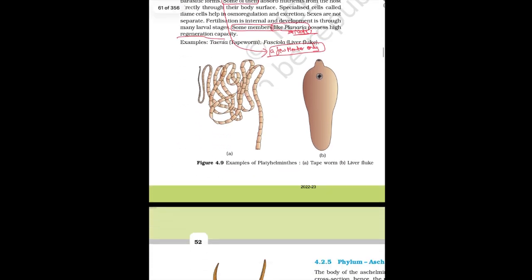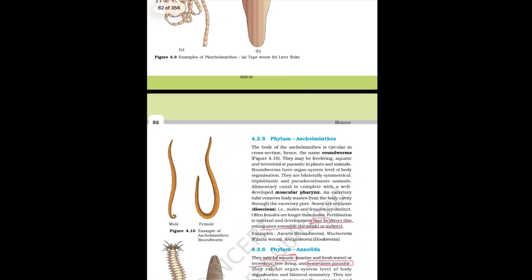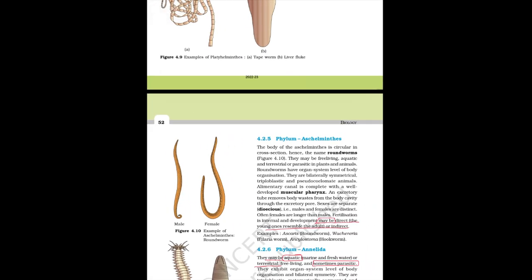Now some more points. Now maybe: maybe direct, or indirect. Maybe means possible. It can be direct or it can be indirect. So 50-50 you can say; you can't say anything. Some animals have direct, some animals have indirect. So if you want, you can leave it out. It is not that important a point.